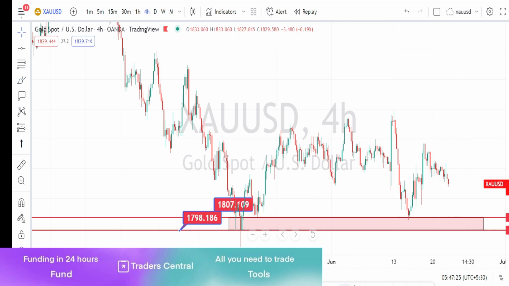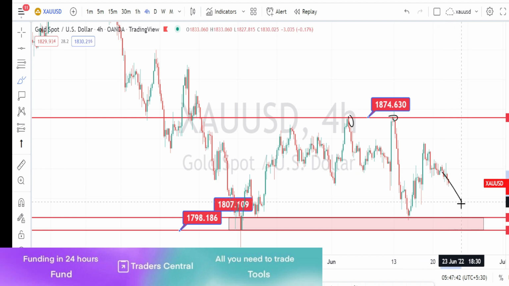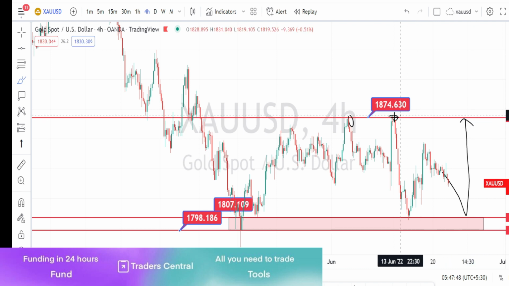And when we look at the resistance level, again we have noticed the price action bounce back from this resistance level of 1874 several times in the past. So this level will be acting as a very strong resistance level when the price action bounces back from the support level and retests this resistance level of 1874.